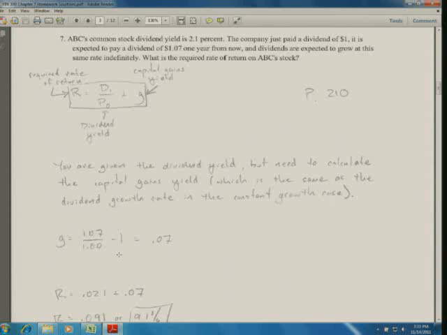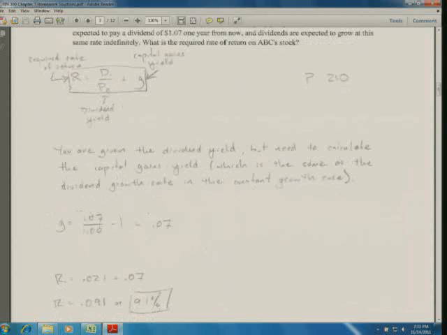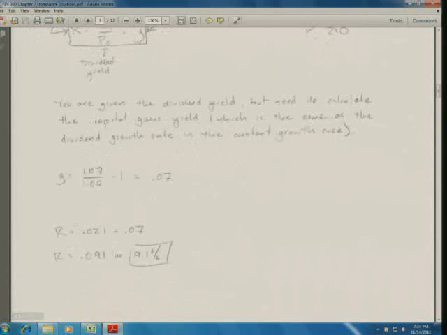Algebraically, it's exactly the same as saying the new minus old divided by old. That'd be $1.07 minus $1, divided by $1. It will give you the exact same number of 0.07 or 7%. So that's our g here, and it's easy enough to calculate. Now, to find our required rate of return, we can just add these two together. So 0.021 plus 0.07 is 0.091 or 9.1%, and that's our required rate of return on the stock.